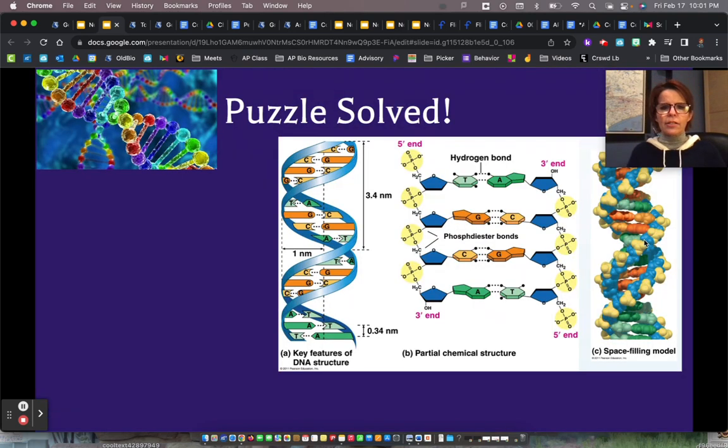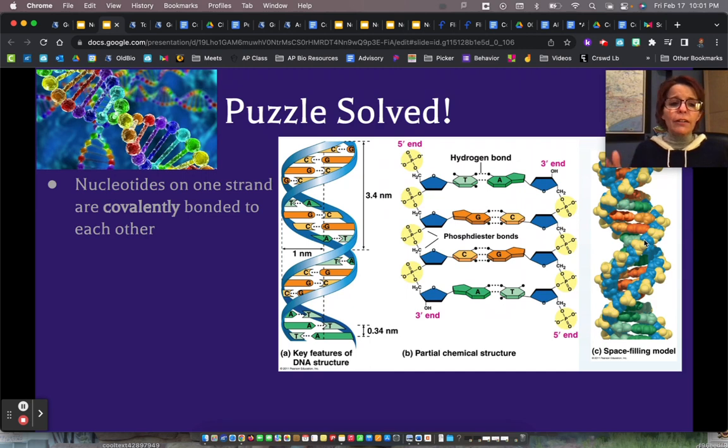So now we've really figured out that nucleotides on one strand are covalently bonded to each other, and that's called a phosphodiester bond. And I have that right here. You don't necessarily need to know the name phosphodiester, but it is possible that the word would show up on a test. And so I just want you to see it.